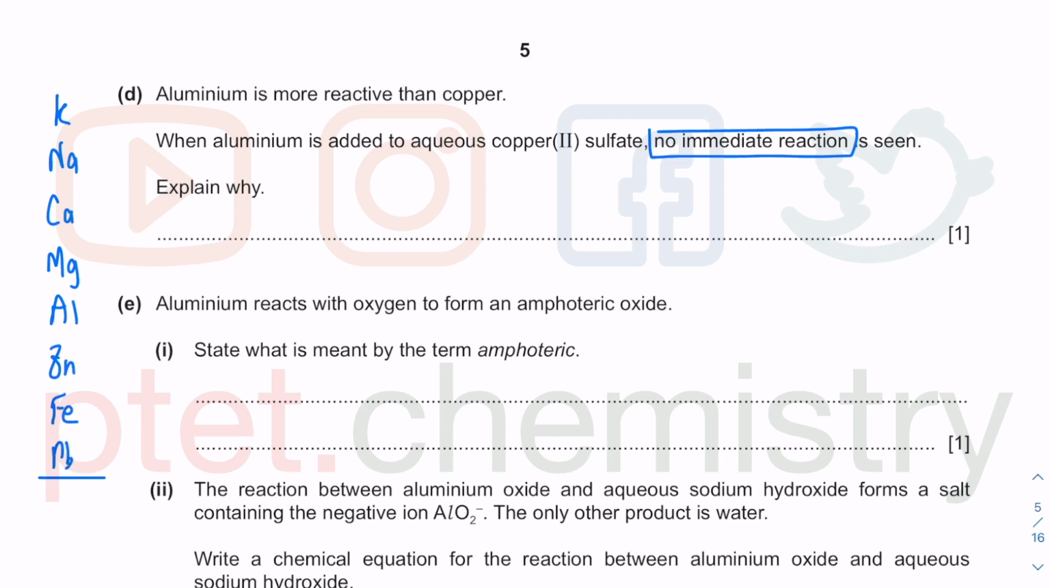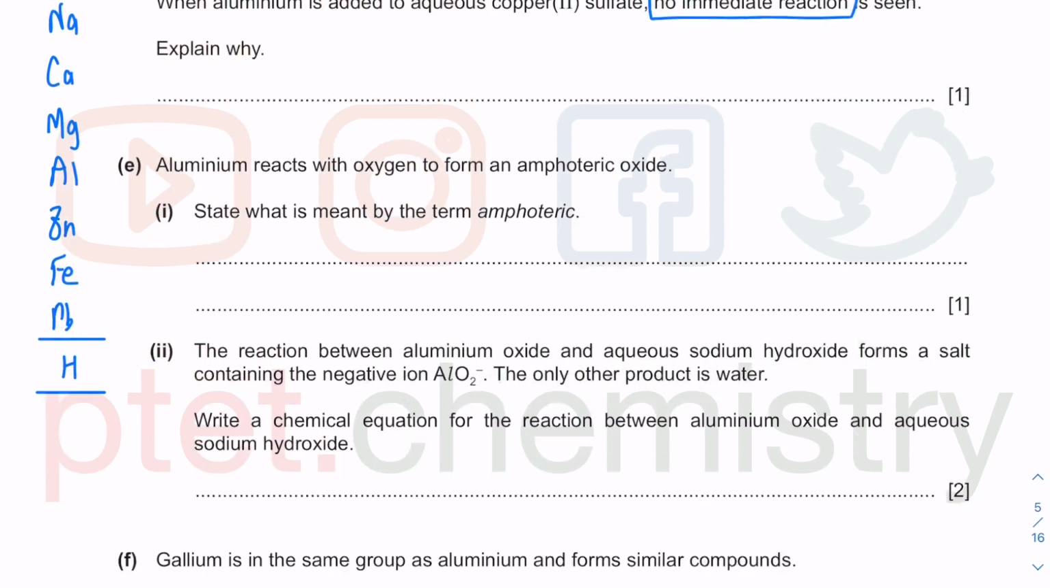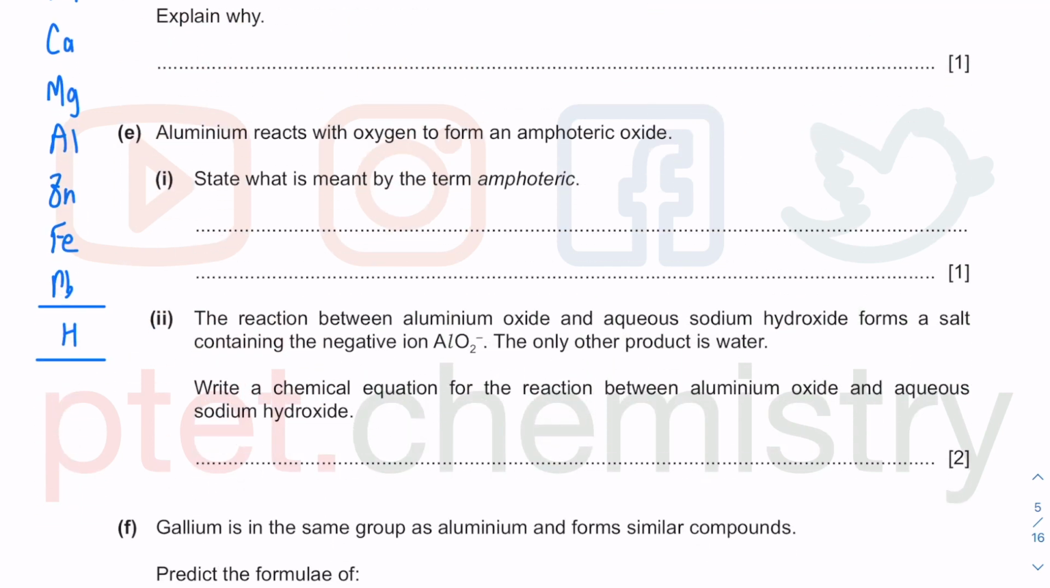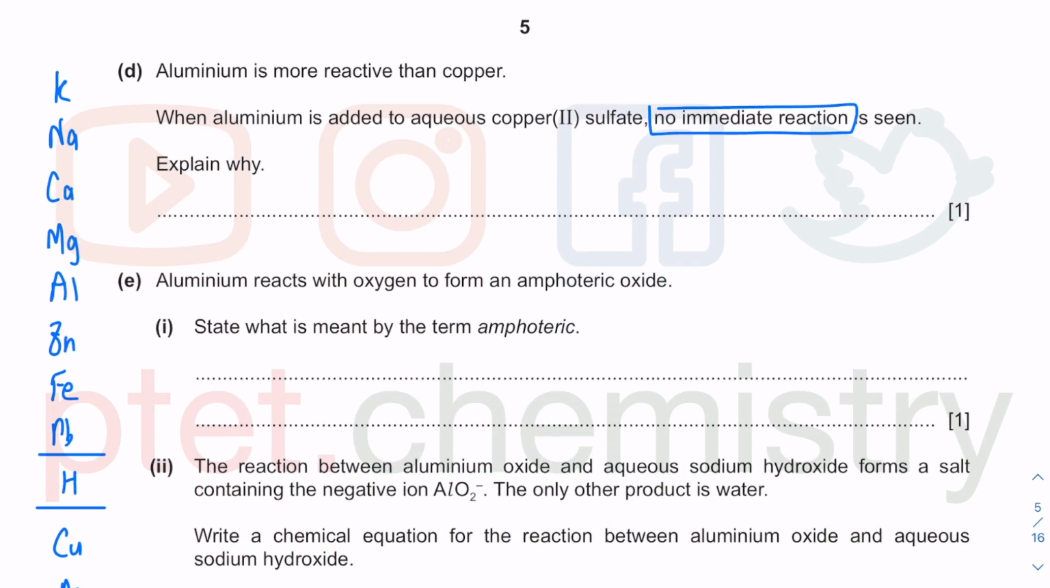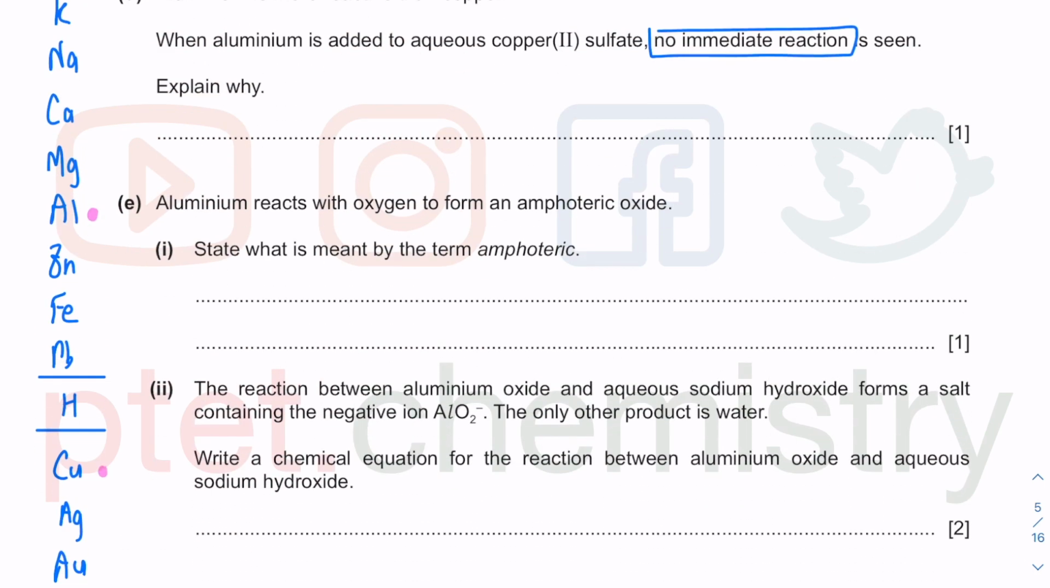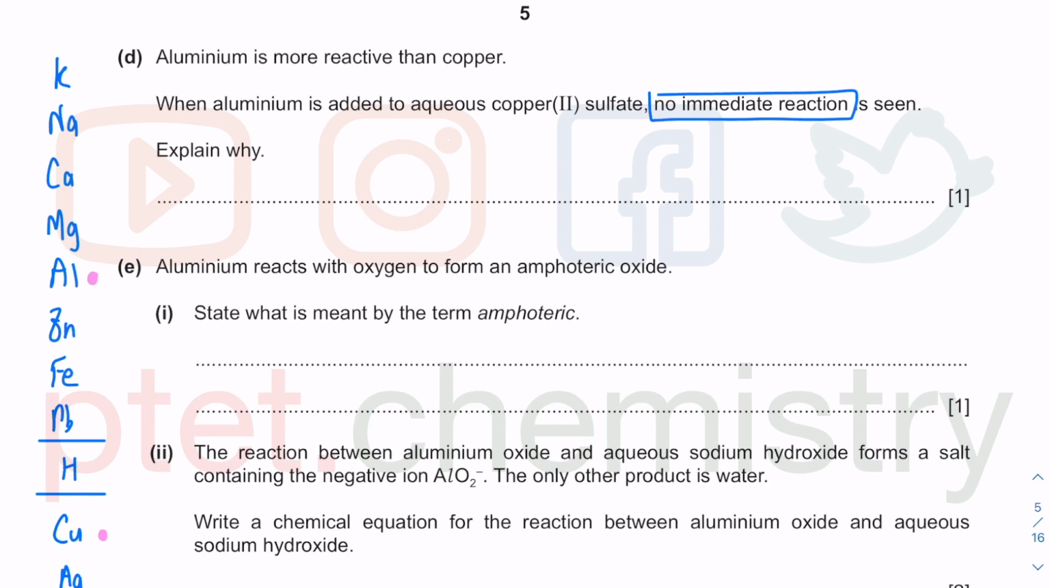And we have hydrogen in between as our reference, hydrogen for this reactivity or acid threshold in the middle, then copper, silver, gold. So what happened there is we are saying that aluminium is definitely more reactive than copper. Aluminium by right should be able to displace or kick out copper from copper 2, but it does not occur immediately. This is because we know that aluminium is corrosion resistant for the same reasons.